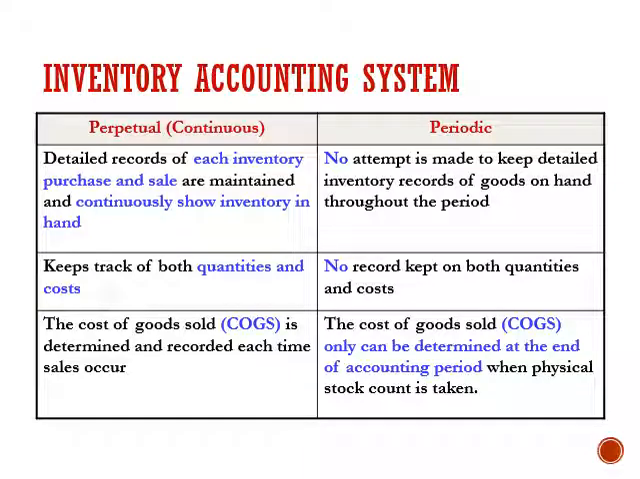Under the perpetual system, also known as the continuous system, changes in inventory will be recorded for every purchase and sale made. Meaning, every time you make a purchase, we will record an increase in the inventory for the additional goods purchased. And every time we make a sale, we will record a reduction in inventory for the goods sold. By doing this, we will be able to determine the balance of inventory in hand after every purchase and sale in terms of quantities and costs.